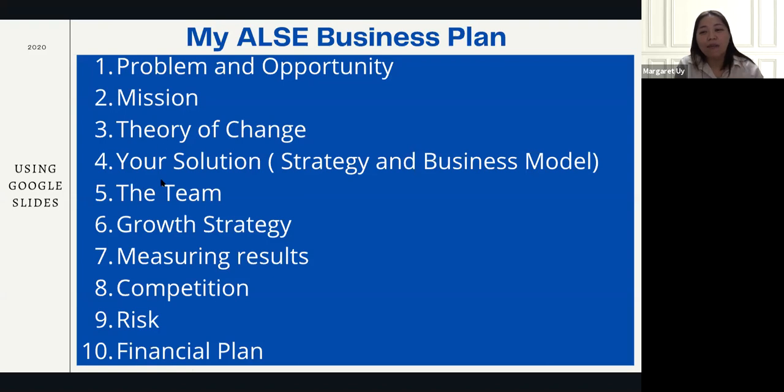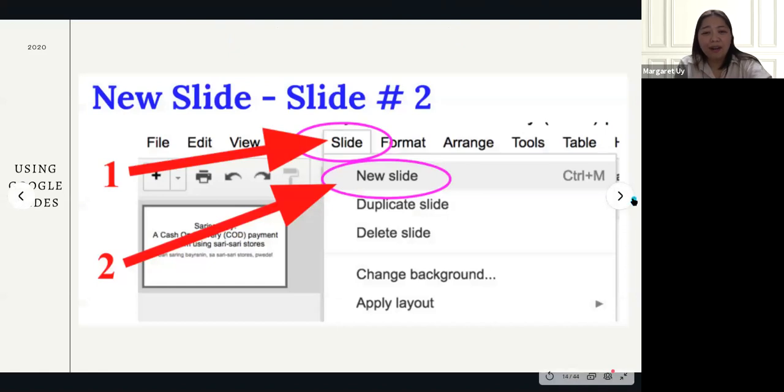Okay? So, these are the things that you will need when you create your ALSC business plan. Okay? So you need a problem and opportunity. I'm not gonna discuss this because pag-aaralan nyo 'to nang masinsinan. Okay? So again, these are the things that we need. Let's say this sa presentation natin, ganyan. So sa una, after nung title, of course, the second one is your problem and opportunity. Okay? Or maybe kung gusto mo lagyan ng ibang arts, why not?